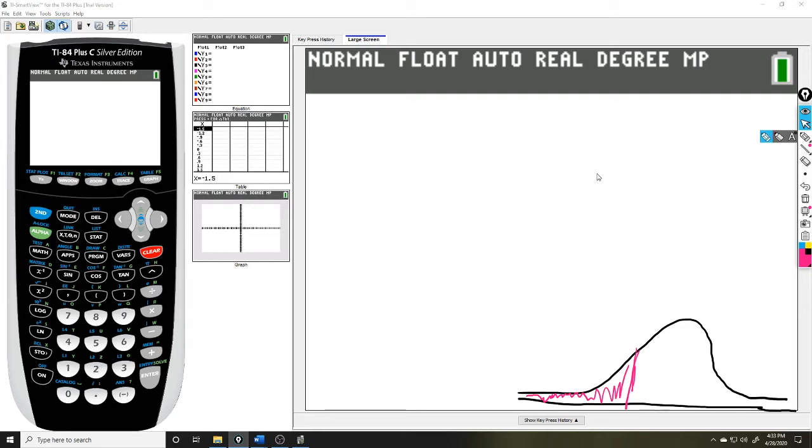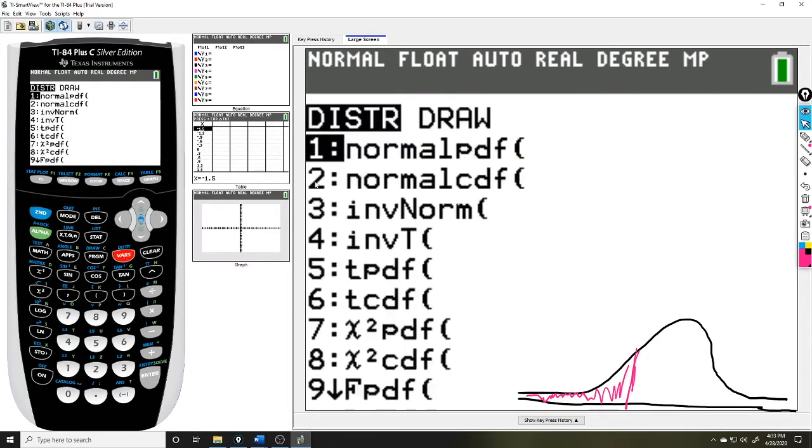Hello everyone. Today we're going to look at some tools for normal distributions that we can use on the calculator. If you go into your distribution menu, that's in second and vars for distribution, then you're going to have two main tools that we're going to use. We're going to have normal CDF and we're going to have inverse norm. I'm going to start with normal CDF so that you can see what that looks like.